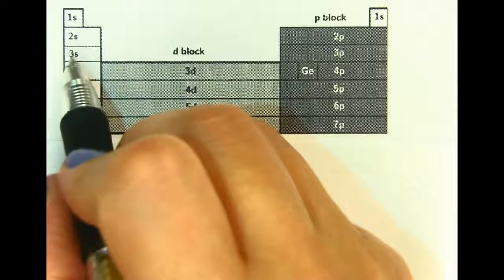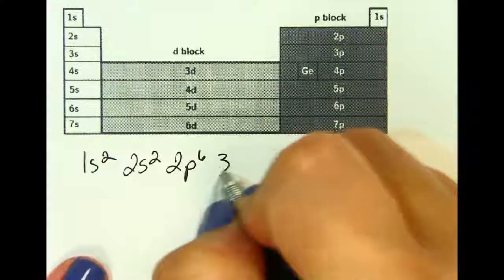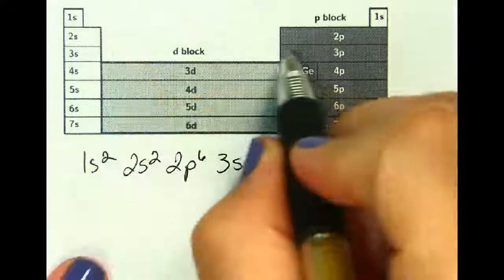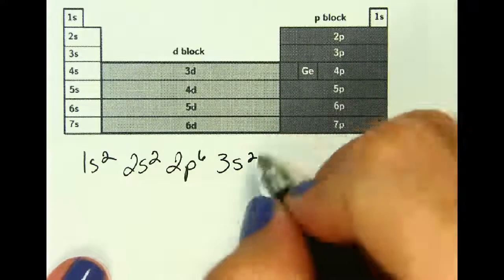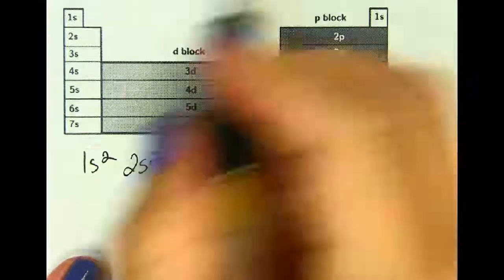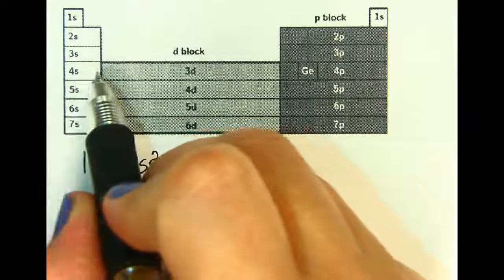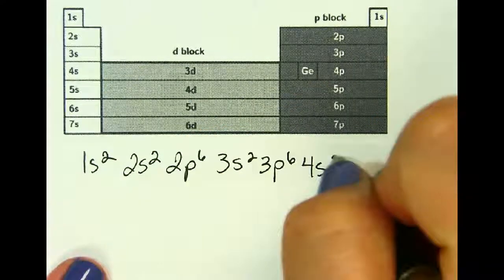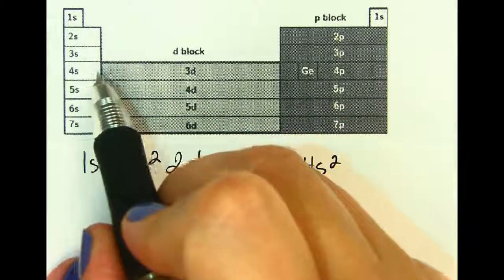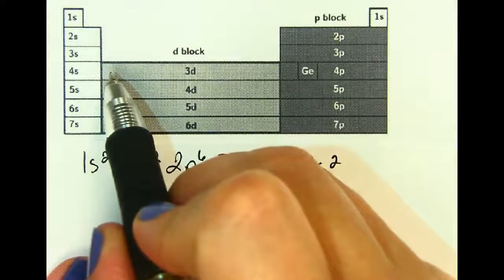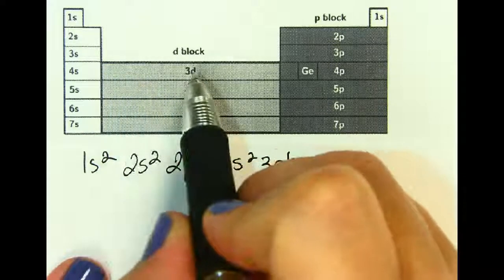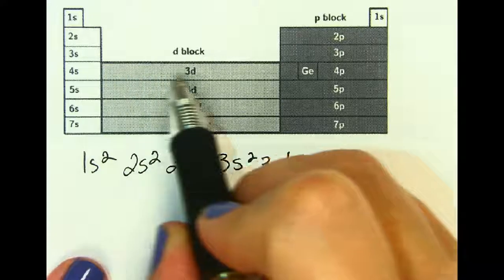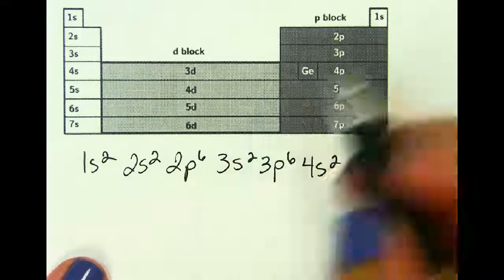Now we're on row 3, 3s2. Across to have 3p6. And now we're on row 4, 4s2. And note that after 4s2 we go to the D block, which is going to be the row number minus 1, so 3D. We go all the way through the 3D block, so we have 3D10.